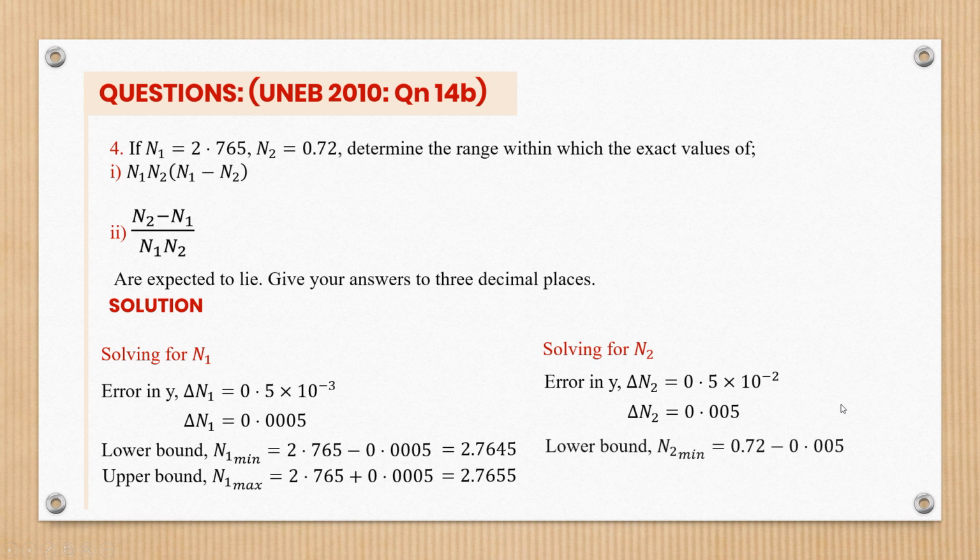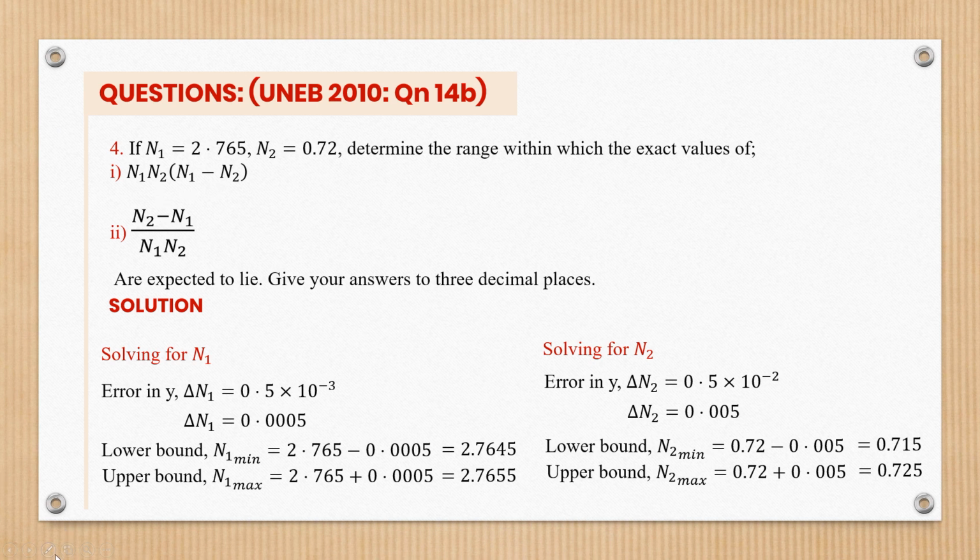It's still fine. So now we can say that the lower bound or the lower limit of n2 min shall be 0.715, and then the upper bound of n2, which is n2 max, shall be 0.725. So now that we know those, we can start solving these.